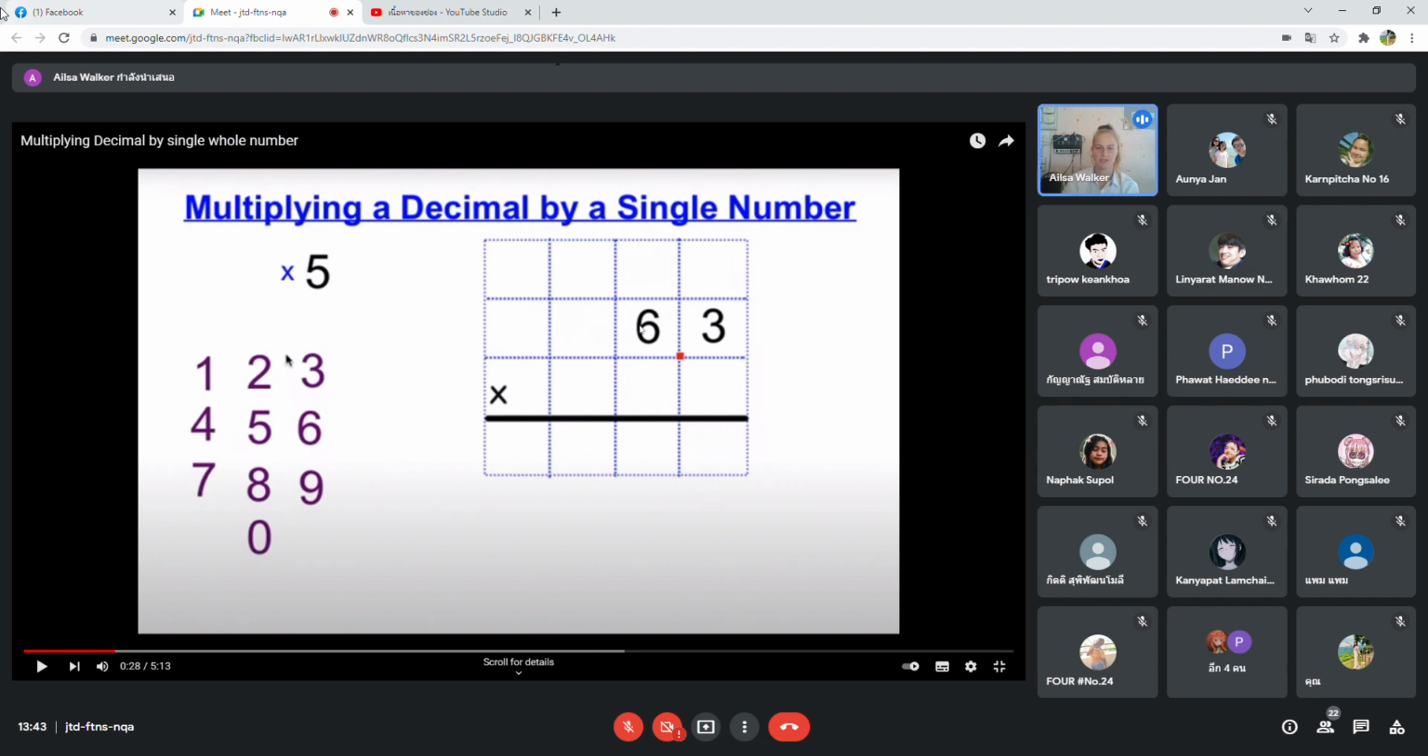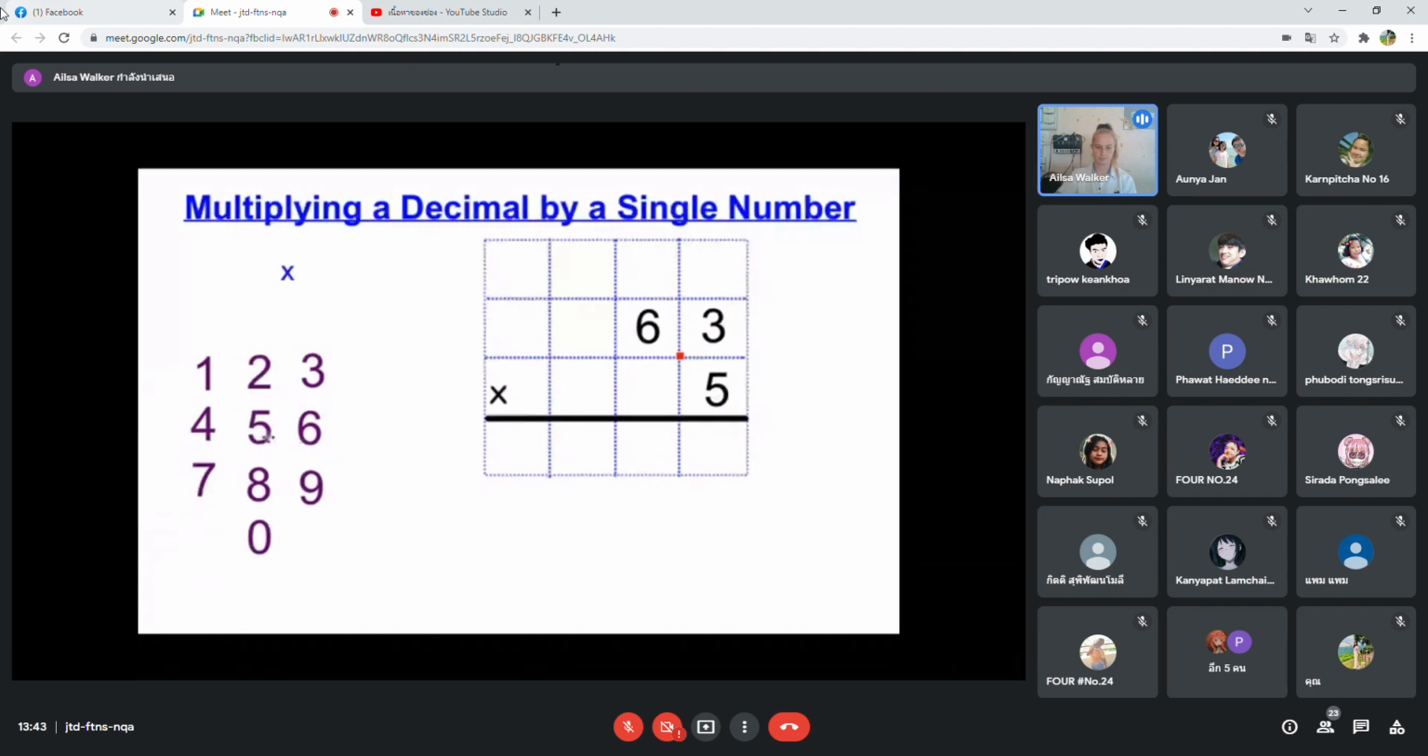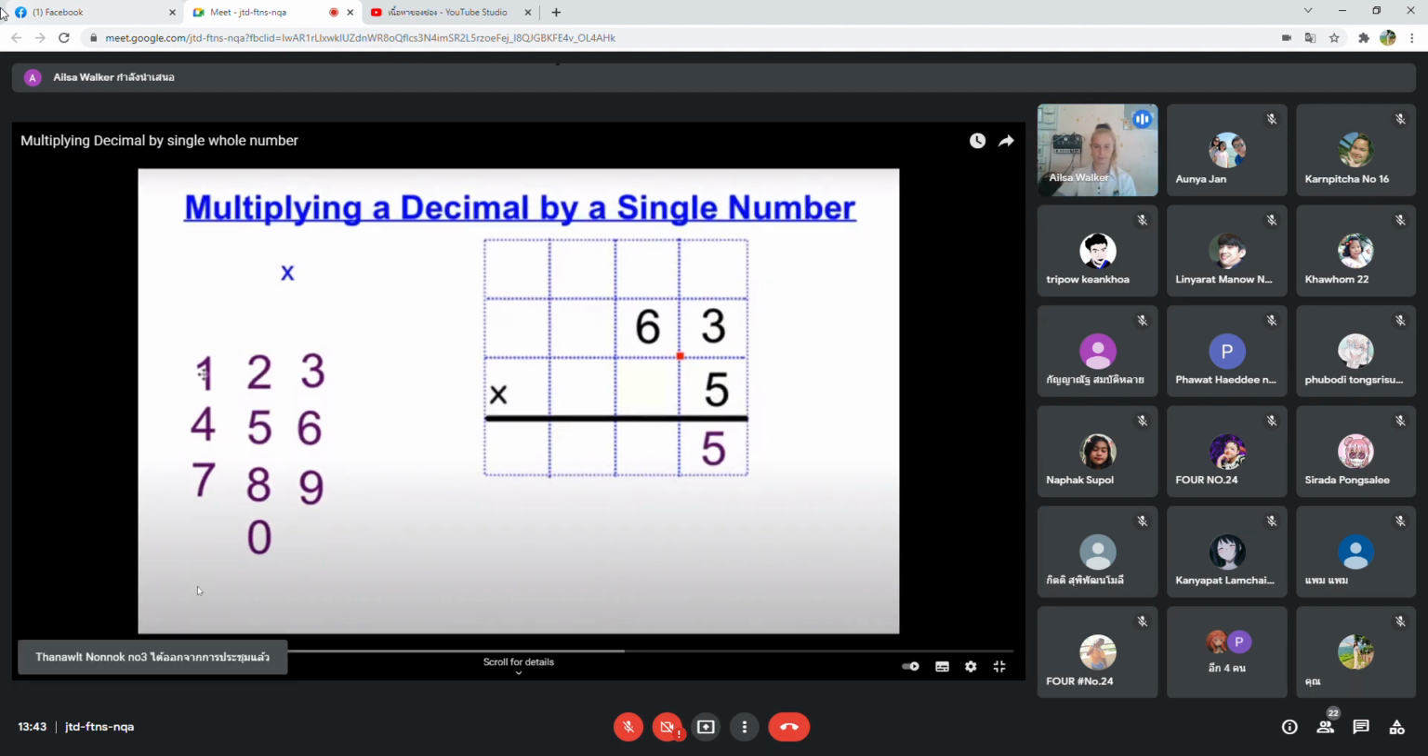Okay, so you see we start with our decimal at the top, 6.3. Now I'm multiplying by 5, so I put that below my 3, noticing I don't have to line up my decimals when I multiply. And then I begin the multiplication problem just like I have always done before. 3 times 5 is 15, so we need a 5, and we're going to carry a 1.